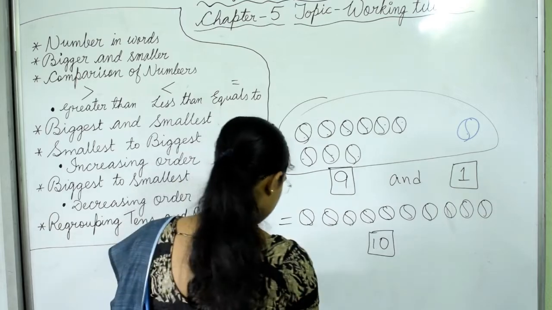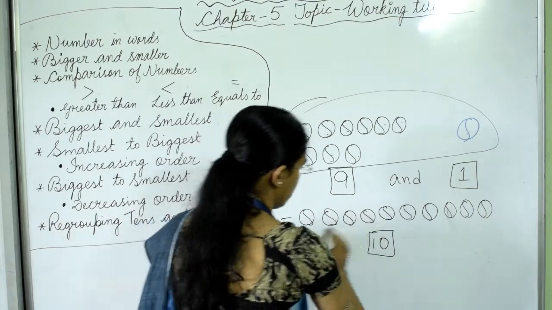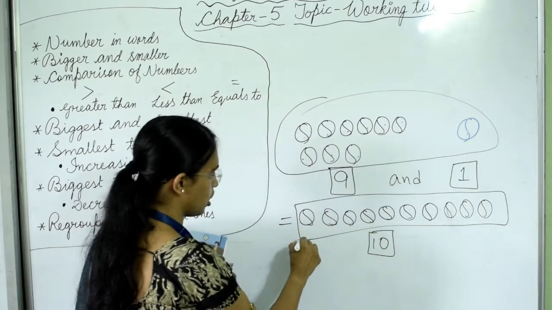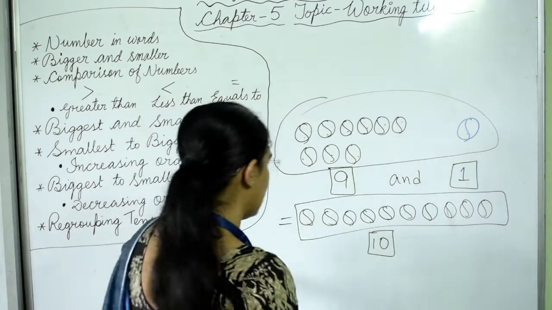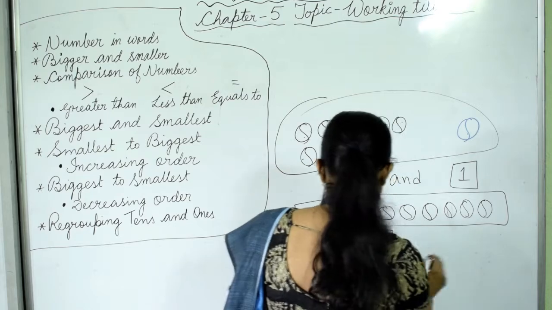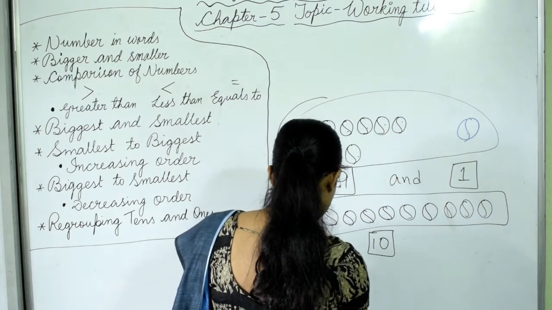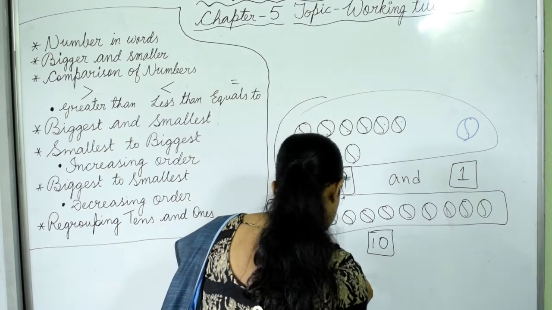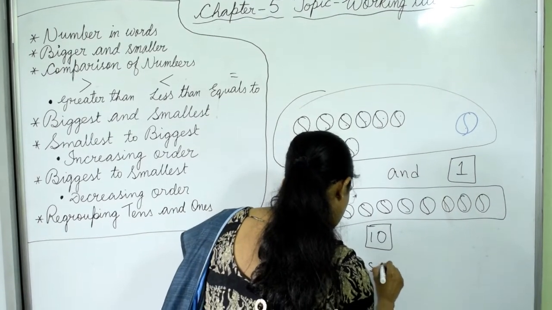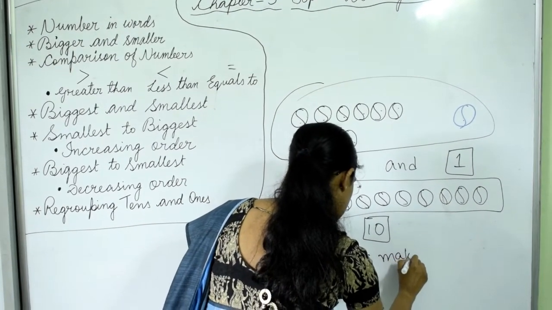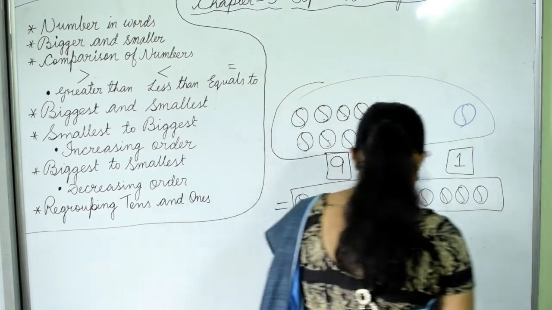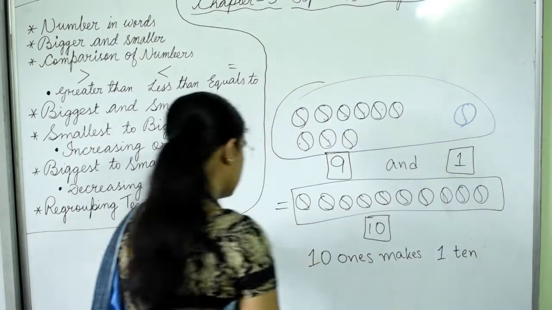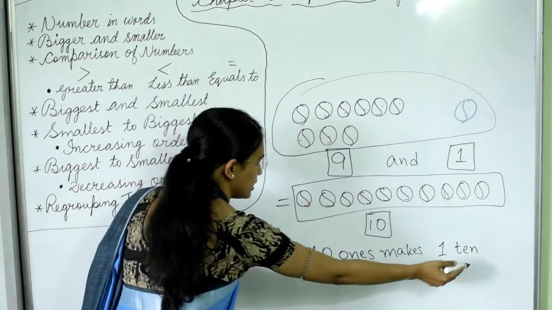Now if you have 10 balls, suppose this is now you have 10 balls, okay, 10 balls means 10 ones makes 110. That means 10 ones makes 110.